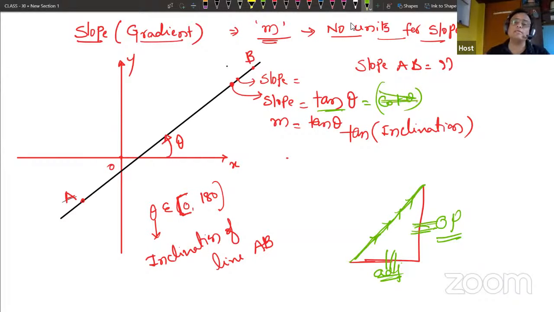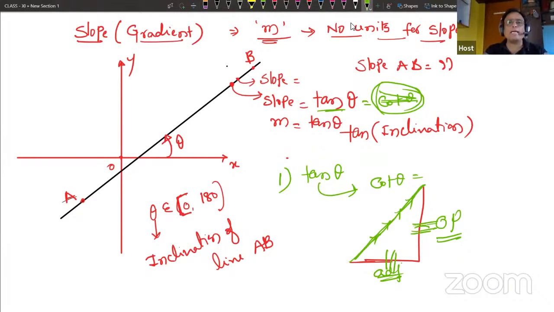Therefore, tan theta is opposite by adjacent. And don't take cot at first, because tan 30 and cot 30 are different. But sometimes after calculating tan theta, you can take the reciprocal. So first calculate tan theta. Later on, if you want, you can use the reciprocal formula to calculate cot theta. Now, I think you are clear about the slope.